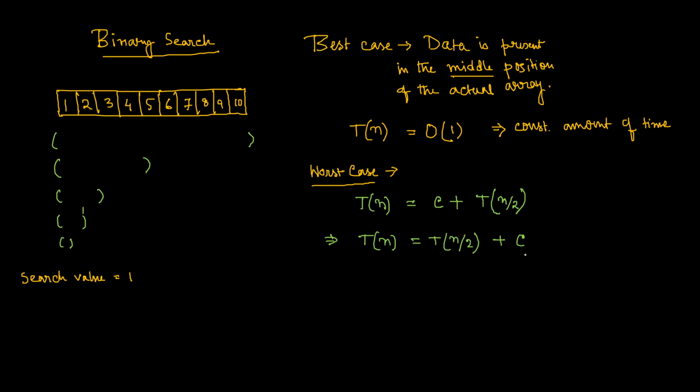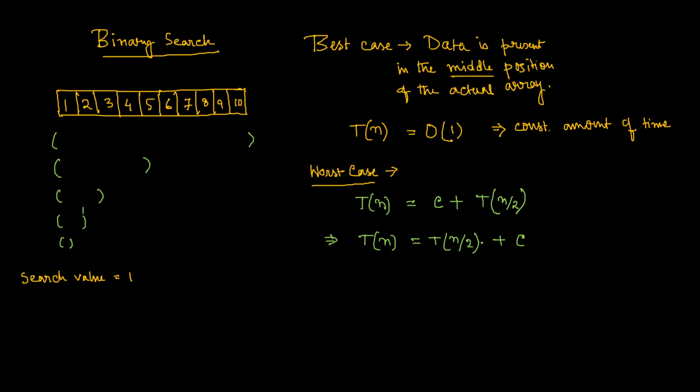Now the question is, how will we define this T of n by 2? We don't have any idea to express this T of n by 2. But remember one thing, that T of n by 2 is nothing but the time taken to execute the search operation of some value on n by 2 amount of dataset.